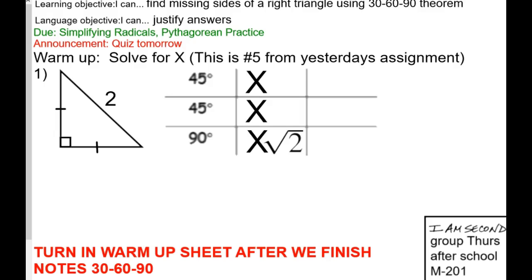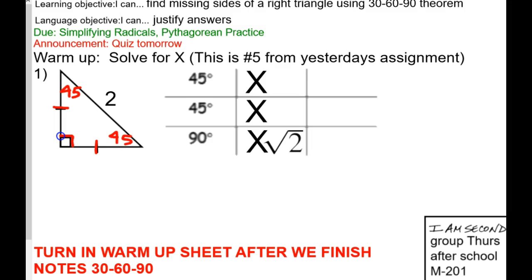So today's warm-up is like yesterday's notes, 45, 45, 90 triangle. As you can see here, we have a right triangle and two sides are the same. What do we call it when two sides are the same? Isosceles. So we said yesterday, if it's isosceles and right, then two equal sides means two equal angles. So it would have to be a 45, 45, 90.